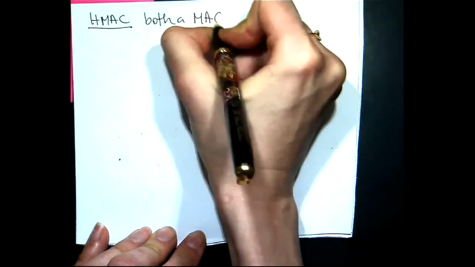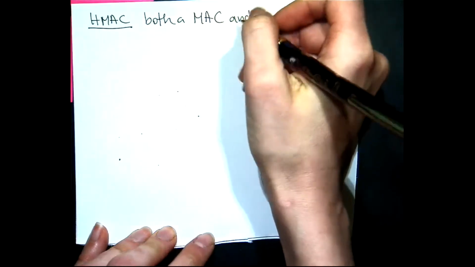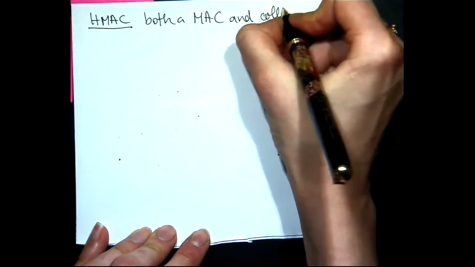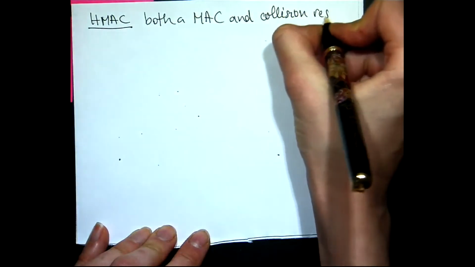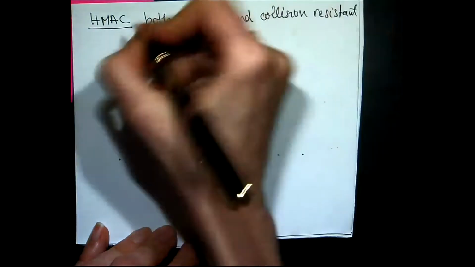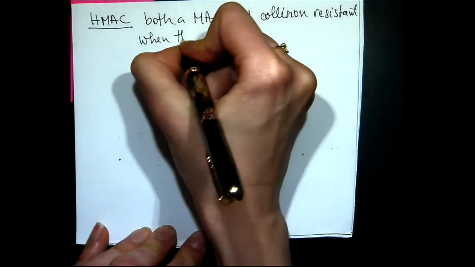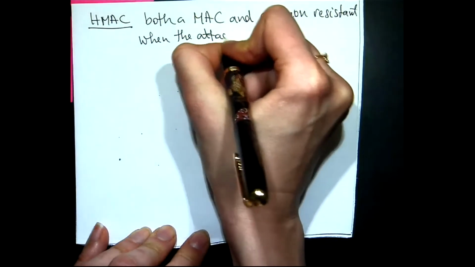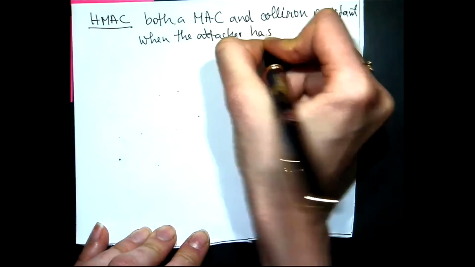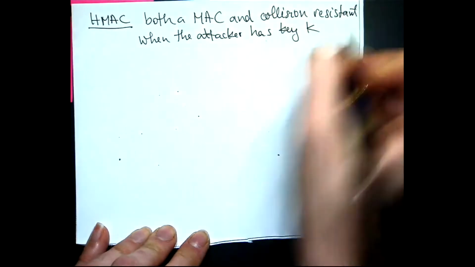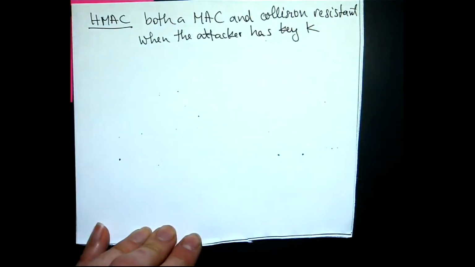So it's basically both a MAC and collision resistant, even when the attacker has key K. And the way you construct it is something like this.